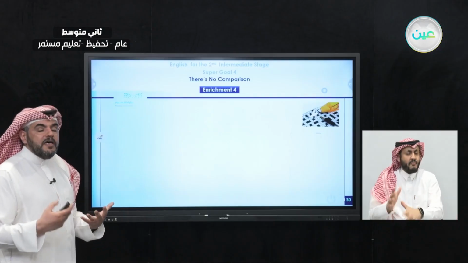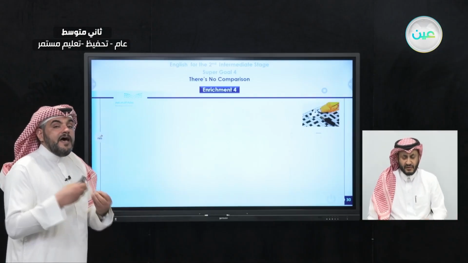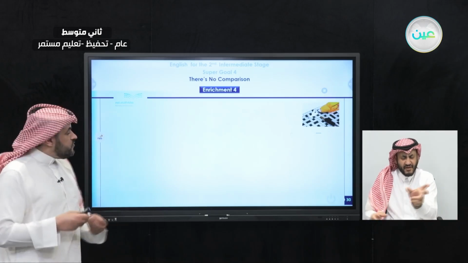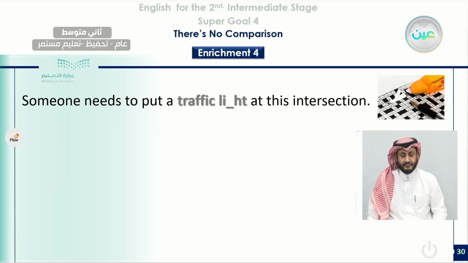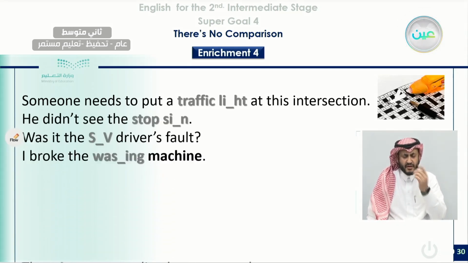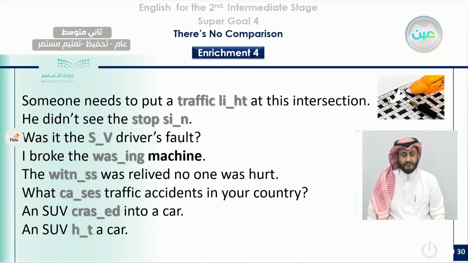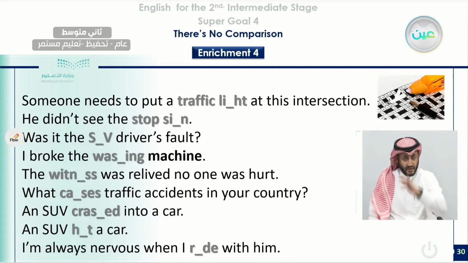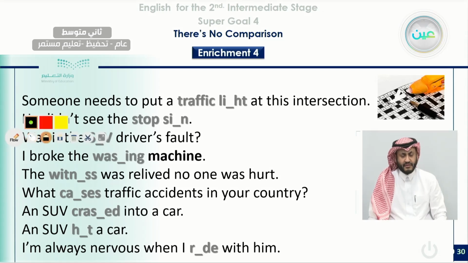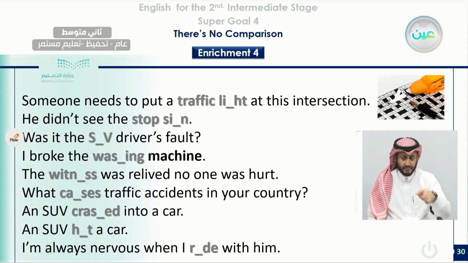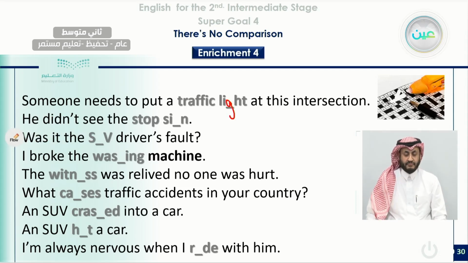How to spell words. You are going to have some sentences, and there are some words that are missing some of the letters. Like here, someone needs to put traffic light at this intersection. So here there is a missing letter. What is it? We're going to fill in the spaces after showing these words. So let's answer these questions. Okay, and to find out how we can fill in the space to write the right spelling. So traffic light. So the missing letter here is G. So we can say traffic light.